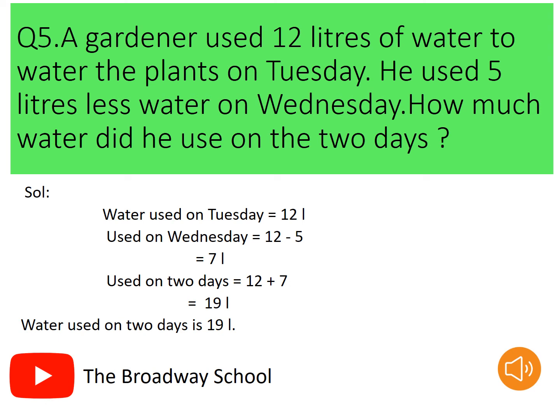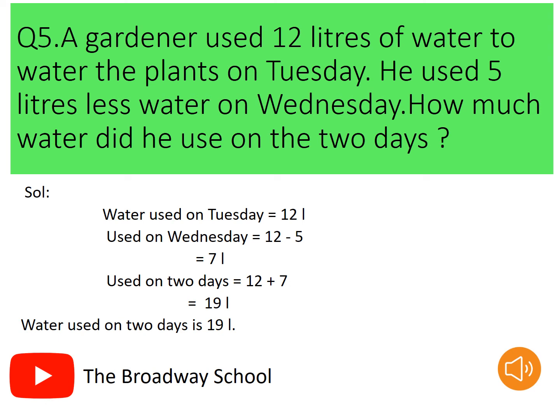Question number 5. A gardener used 12 liters of water to water the plants on Tuesday. He used 5 liters less water on Wednesday. How much water did he use on the 2 days? So here is a description of 2 days, Tuesday and Wednesday. On Tuesday, the gardener used 12 liters of water. We know the exact amount or exact volume of water, 12 liters. But we do not know how much water he used on Wednesday.